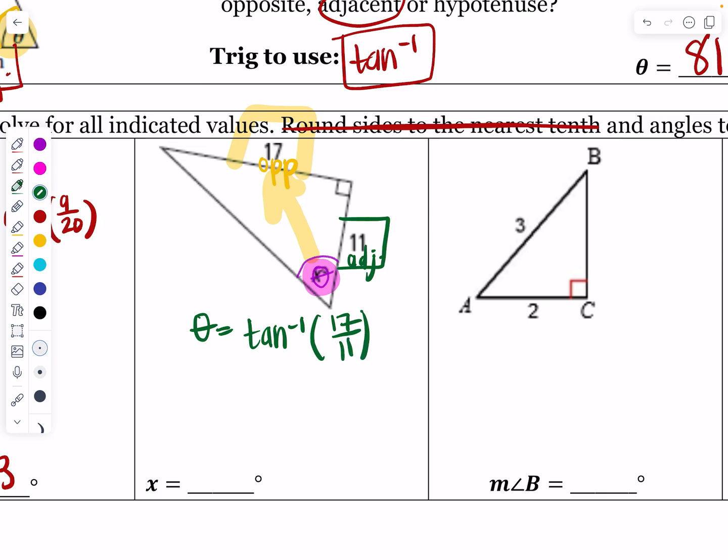And you get to go straight to your calculator. Inverse tangent, 17 divided by 11. You get approximately 57 degrees. That is an acute angle. I'm going to change that to an approximately symbol just to show that we rounded it. It was not exactly 57.